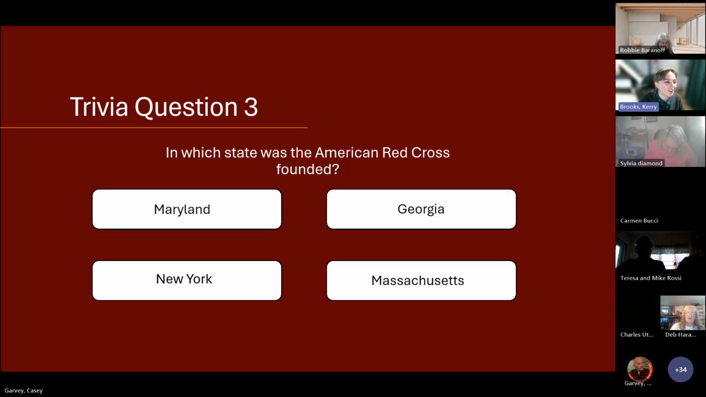All right, and then our third question, in which state was the American Red Cross founded? Options are Maryland, Georgia, New York, or Massachusetts. All right, we have one guess from Maryland and a couple guesses for New York. Couple guesses for Maryland. Got a Massachusetts in the chat. Finally getting a little variety in our answers here.